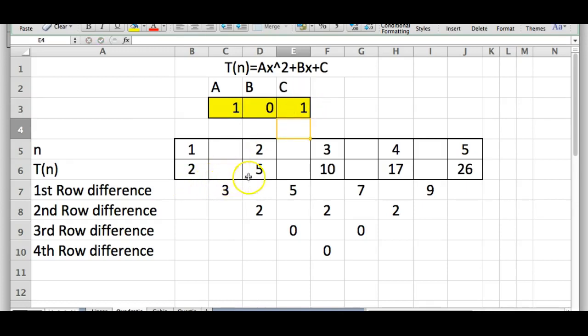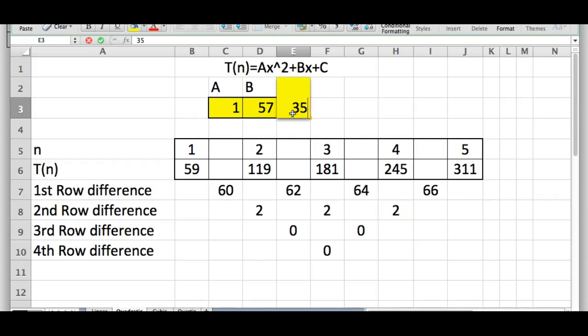So this is the sequence we were just looking at. 2, 5, 10, 17, 26. Second row difference is a 2. So now let me change this to 57. What happened to the row difference? Oh, it's still 2. Does it matter what happens to those b and c's as compared to the row difference? No. This is 2. This is 1.